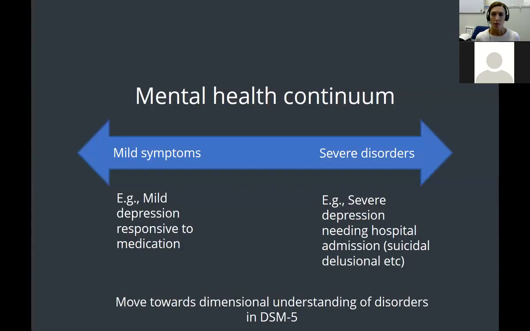So rather than thinking about mental health as merely the presence or the absence of a disorder, it can be quite useful to think of mental health conditions existing on a continuum from mild symptoms such as mild depression on one end to severe disorders like schizophrenia or psychotic suicidal depression on the other end. And with the development of new versions of classification systems like the DSM-5 and the ICD-11, there's been more of a move towards dimensional rather than categorical views of disorders.